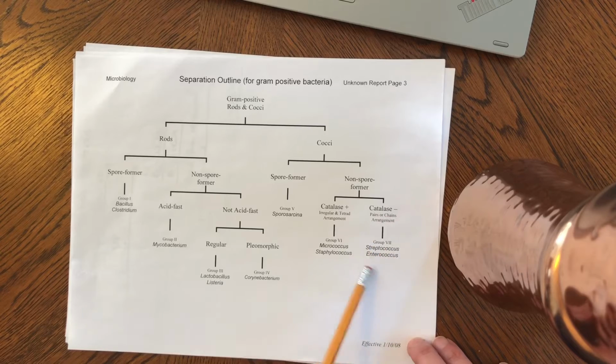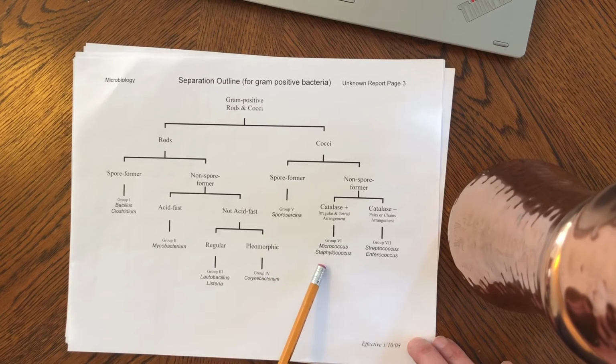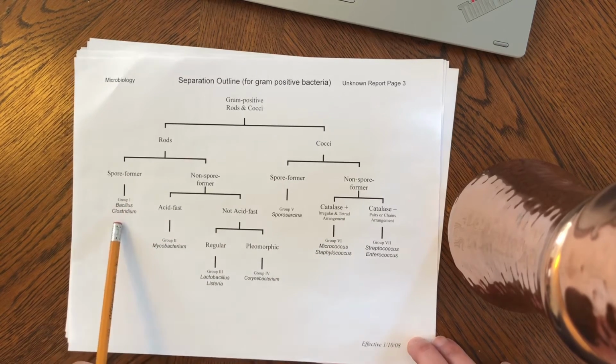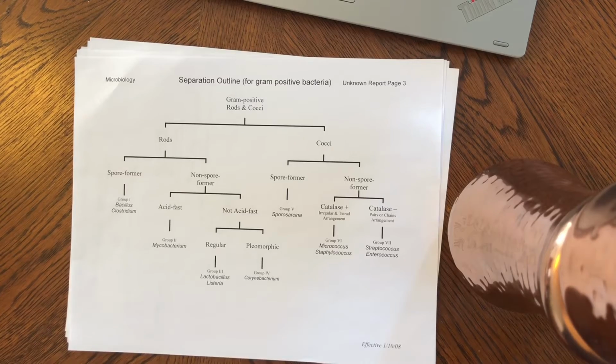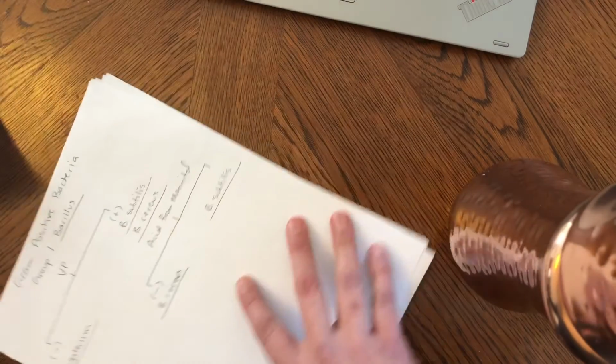You already know this is all the same thing. This Streptococcus enterococcus is the same bacteria. Streptococcus was the old name for that group; now it's called enterococcus. Anyway, if you ended up here in group 6 or in group 1, I hand drew another separation outline, so let's go over that really quick.